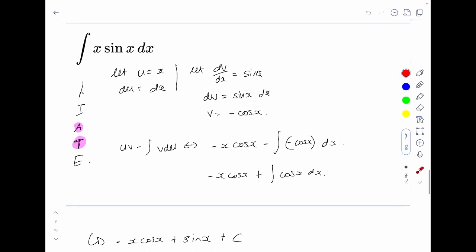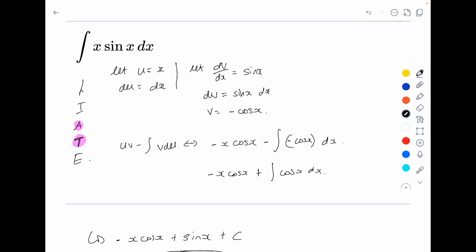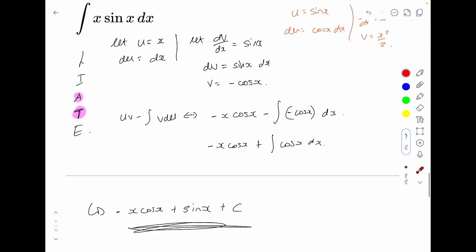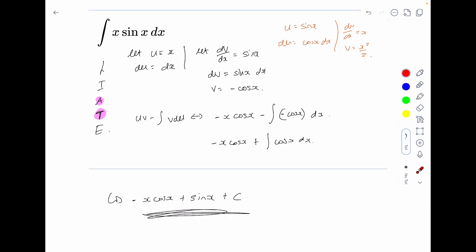Now imagine if we did it the other way around. If we made u equal to sine x, then du is equal to cos x dx, so dv by dx is equal to x. So v would have been x squared over 2. Plugging these into this would have been much more of a pain. So what this has done, LIATE, it's simplified things way more for us.